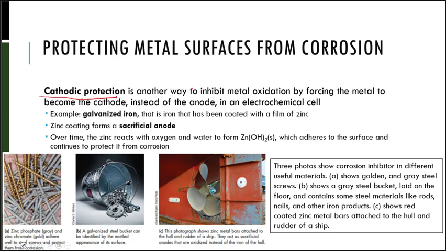Cathodic protection is another way to inhibit metal oxidation by forcing the metal to become a cathode instead of the anode in an electrochemical cell. For example, galvanized iron. So this is iron that's been coated with a film of zinc. Zinc coating forms a sacrificial anode. And over time, the zinc reacts with oxygen and water to form zinc hydroxide, which adheres to the surface and continues to protect it from corrosion. So as you can see, there's a lot of chemistry that goes into protecting things in our environment from corrosion.